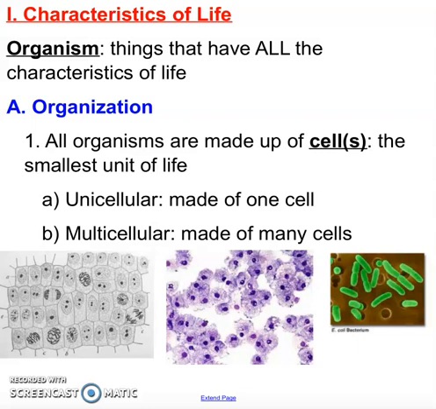The first characteristic is called organization. Basically, the organism has to be made up of cells. And cells, I know we haven't dived too deep into what cells are. Cells are the smallest unit of life. All living things are made up of cells.